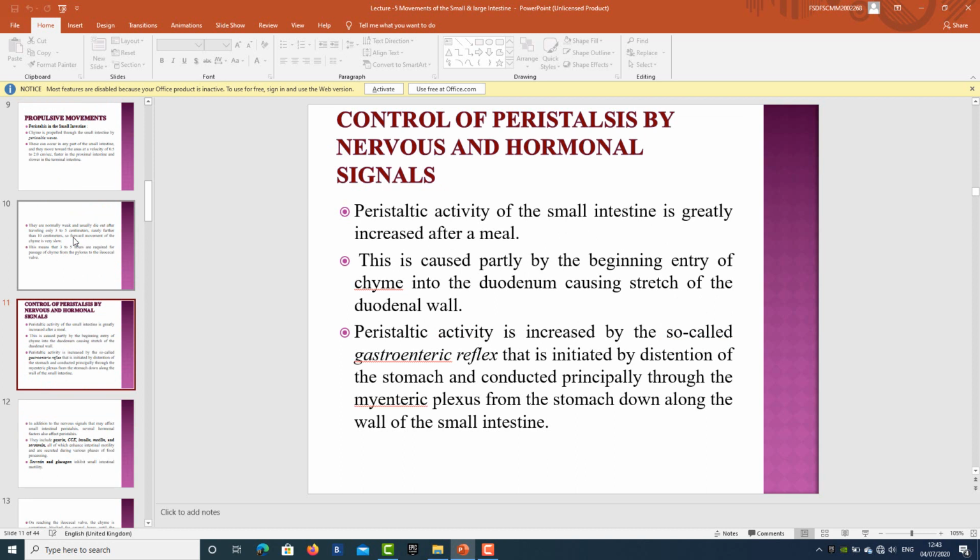Control of peristalsis by nervous and hormonal signals. Peristaltic activity of the small intestine is greatly increased after a meal. This is caused partly by the beginning entry of the chyme into the duodenum, causing the stretch of the duodenal wall. Peristaltic activity is increased by the so-called gastroenteric reflex, which is initiated by distension of the stomach and conducted principally through the myenteric plexus from the stomach down along the wall of the small gut.